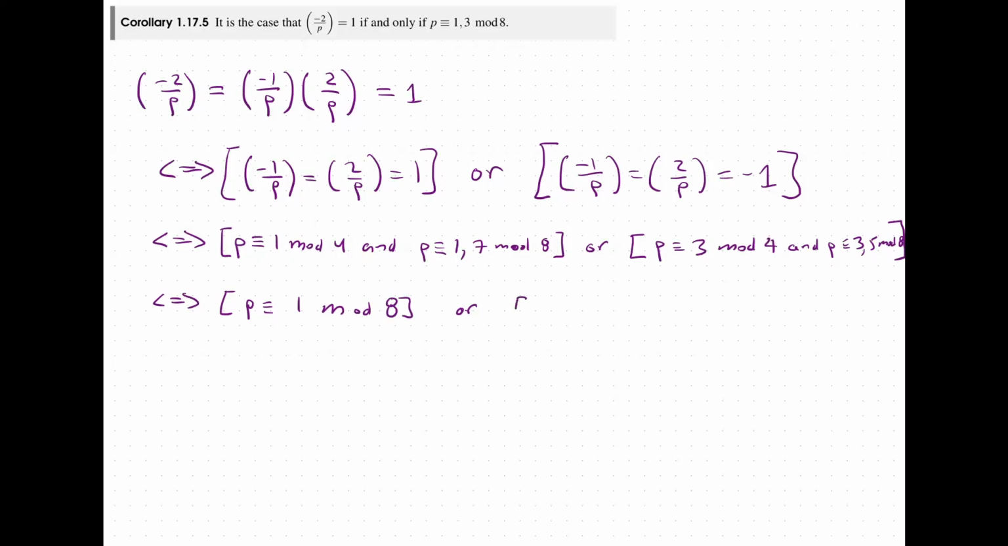Now we look at the other one: we have 3 mod 4 and 3 or 5 mod 8. But 5 mod 8 is 1 mod 4, so the only possibility is 3 mod 8. And so we are done.